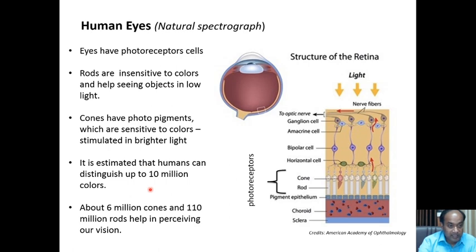It is estimated that humans can distinguish up to 10 million colors, about 6 million cones and about 100 million rods help in perceiving our vision. And so it's very fascinating that we as humans are equipped with a natural spectrograph and we use it in everyday life to visualize color, to perceive color, and to enjoy this basically beautiful world.